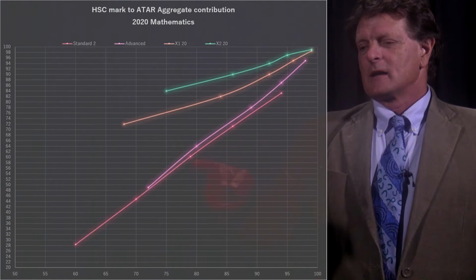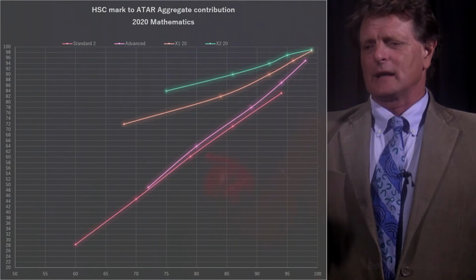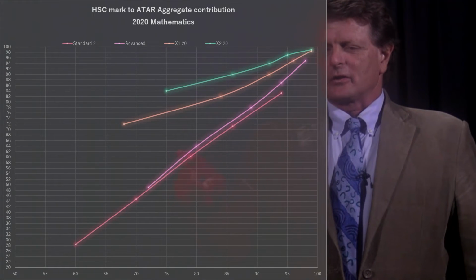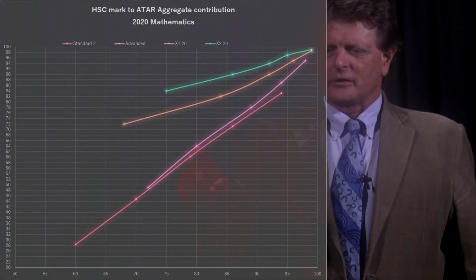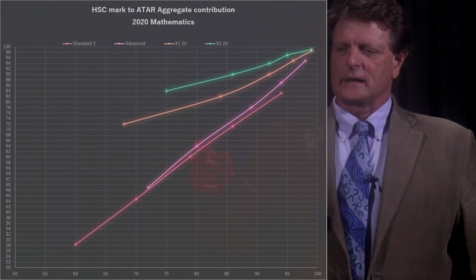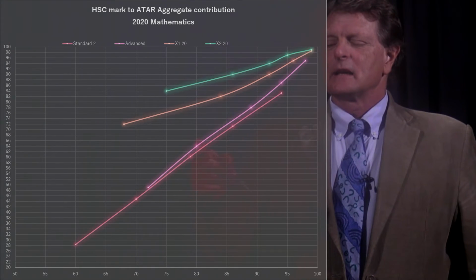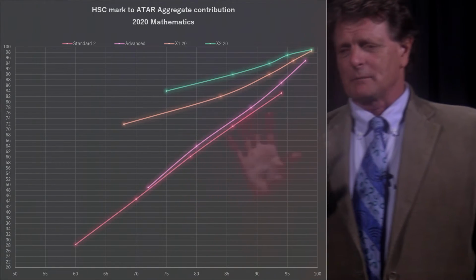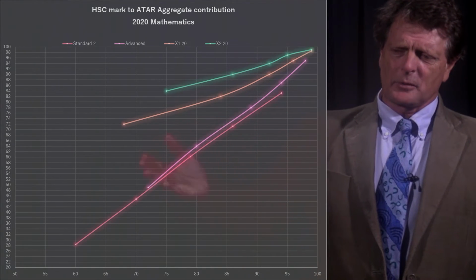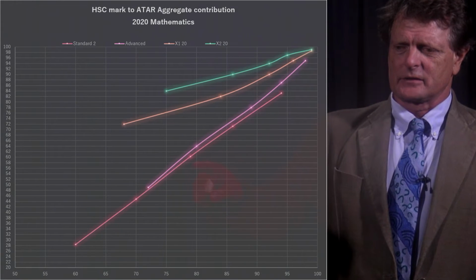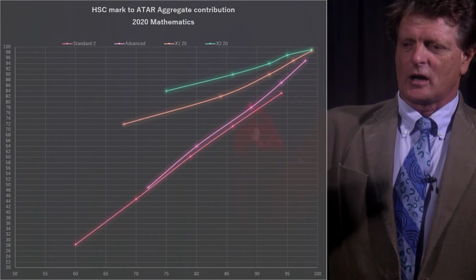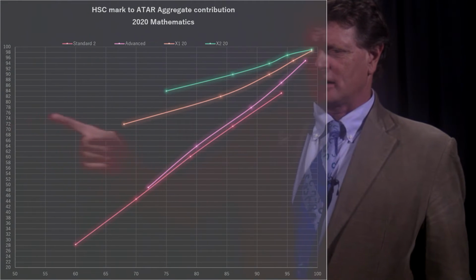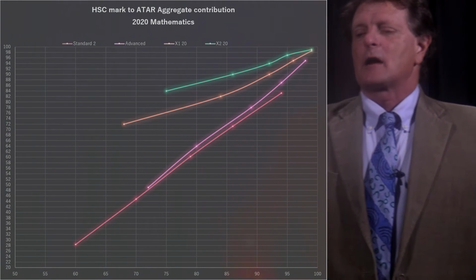But if you're in the middle of the cohort here, Advanced and Standard, there's not much extra bonus. There's only 1 ATAR credit bonus for achieving an 80 in Advanced over Standard. So if you're a middle of the road student, it's probably better to take the Standard 2 course and achieve higher up the curve, if you're attached to your ATAR outcomes.